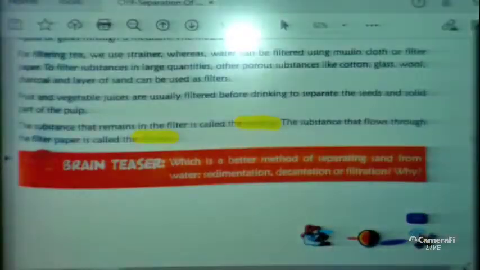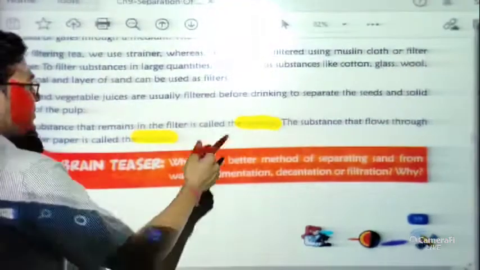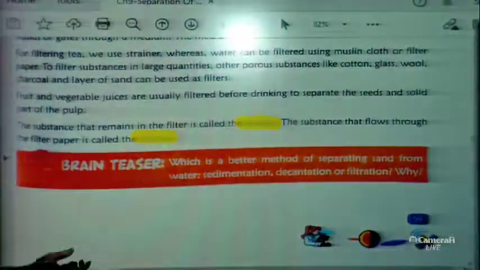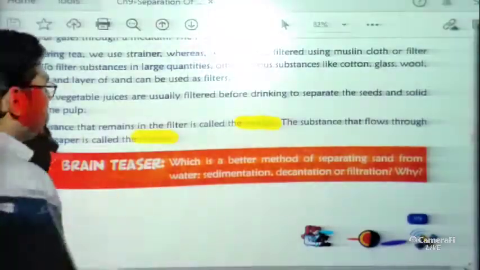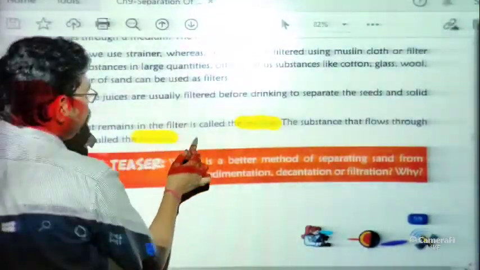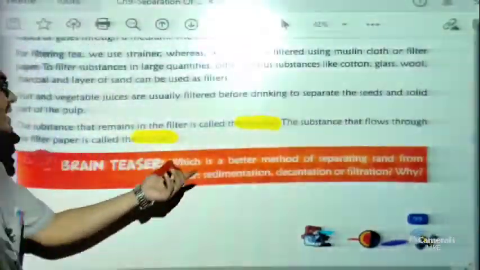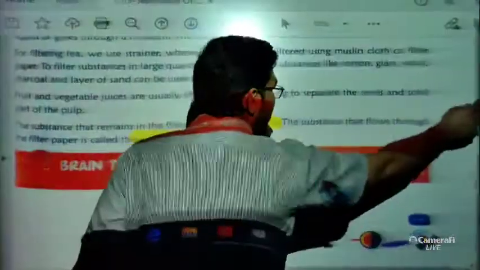So two more terminologies are there, one is filter and next one is filtrate. Okay. So what do you mean by filtrate? Filtrate means the substance that flows through the paper, just like your tea. Okay. And which remains in the filter, such as tea leaves. So tea leaves is called as residue. Okay. So these are also two more terminologies in this portion.